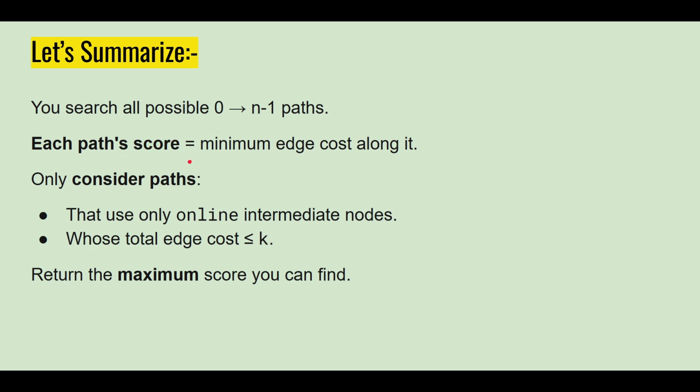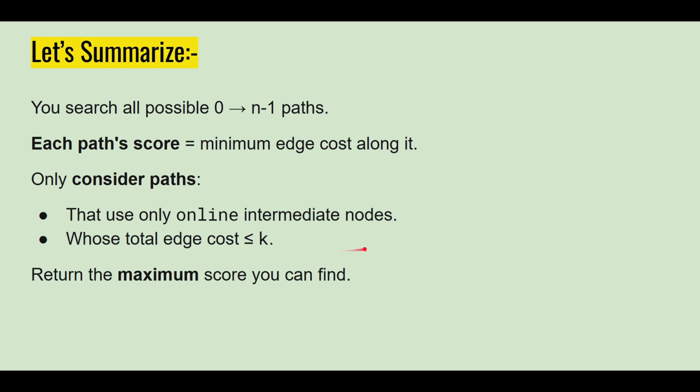Each path score is what? The minimum edge cost along it. Only consider paths that use only online intermediate nodes whose total edge cost should be less than or equal to k, that we have seen in the tricky part, right? We have to return the maximum score you can find. What is the maximum score that you can find?